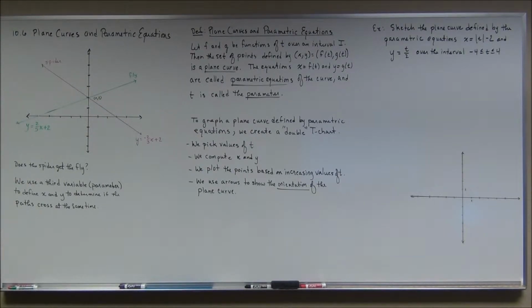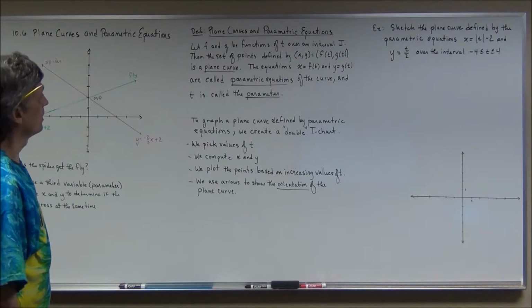So this third variable, which we refer to as a parameter, and we normally use the parameter t, because t in most cases represents time, is going to be used to define x and y to determine if indeed the spider catches the fly. So here's a definition.